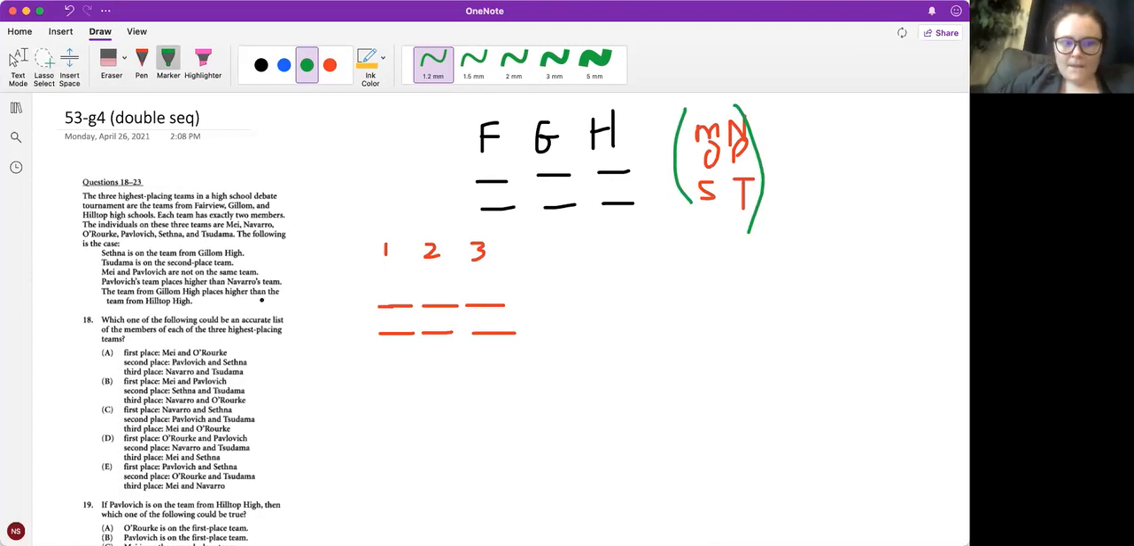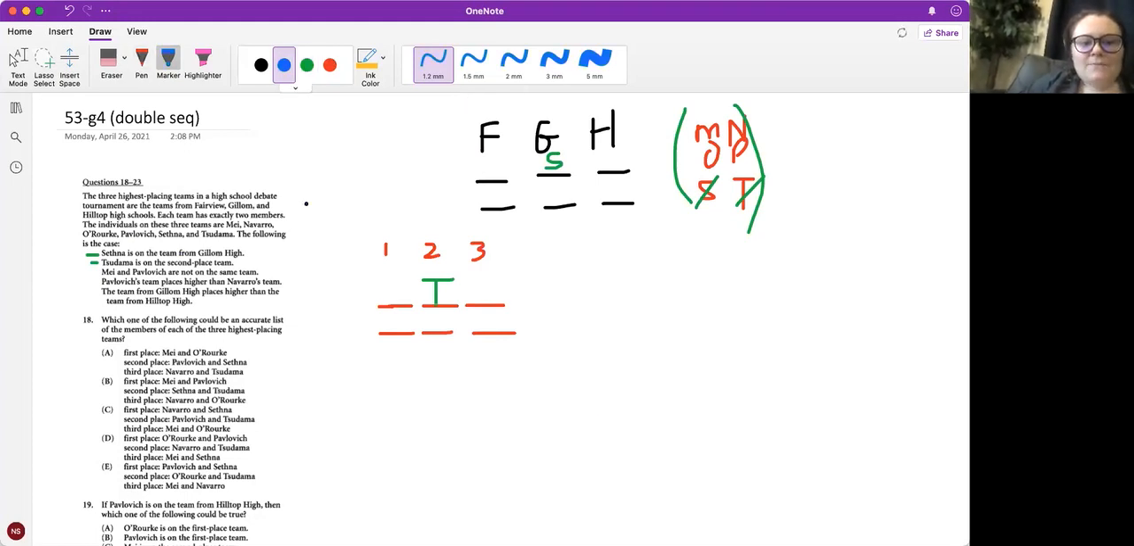Okay, so S is on the team from G. Well, that's easy. So I just wrote S in here and crossed it off over here. I don't know what team that is, but I at least know S is on G. And then rule number 2 said T is on the second place team. So I just drew T right in here. I don't know what specific team they are on, but that at least helps me a little bit.